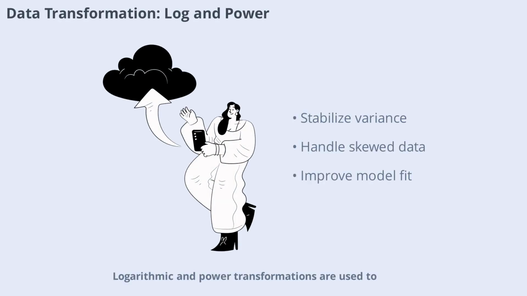Logarithmic and power transformations are used to stabilize variance and make data more normally distributed. These techniques are especially helpful when dealing with skewed data or outliers. Applying the right transformation can improve the performance of statistical models and algorithms.